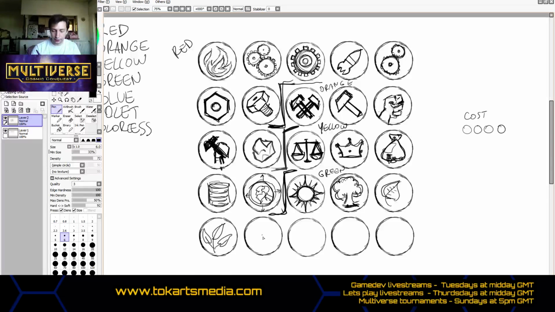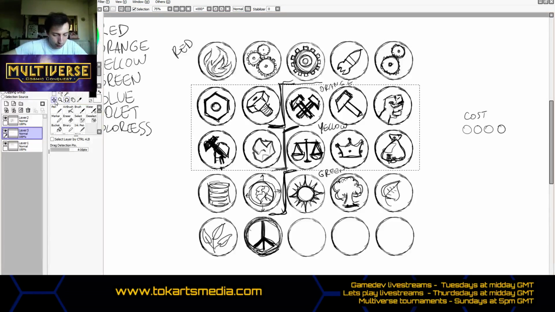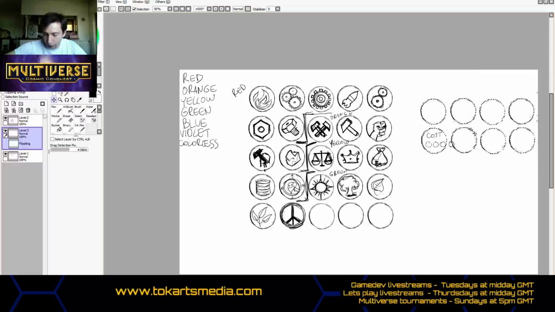Oh yeah, I think there's a peace symbol which could work because green focuses on diplomacy. So diplomacy, peace, making friends out of enemies. A peace symbol fits nicely into the circle, so that could work as well. Let me just take these circles. I can just go to this layer, grab these ones, copy them and paste them, and move them somewhere. They're only up to green.